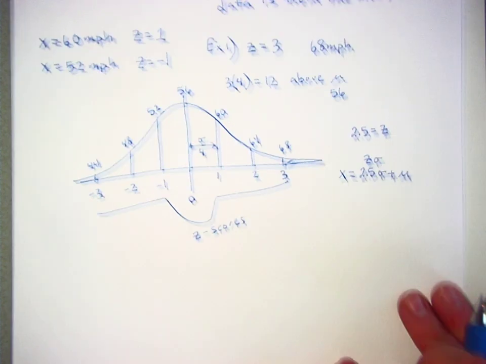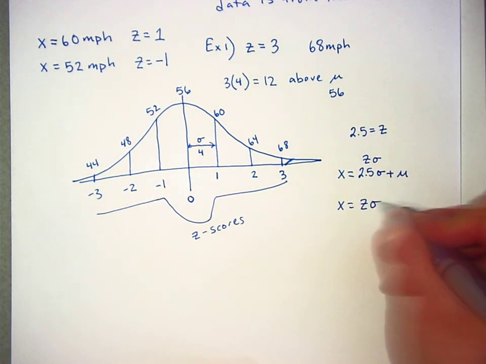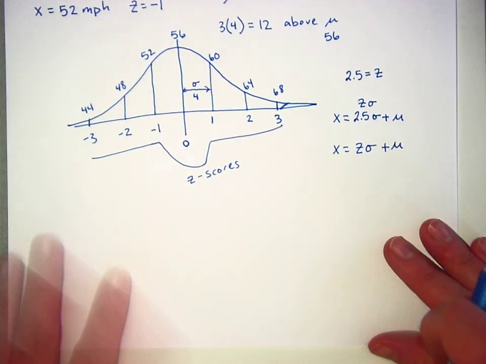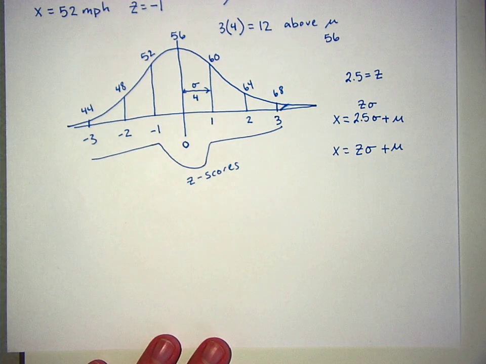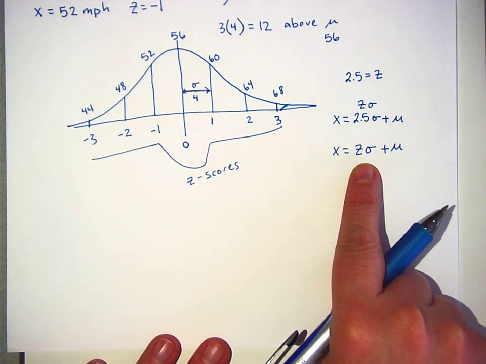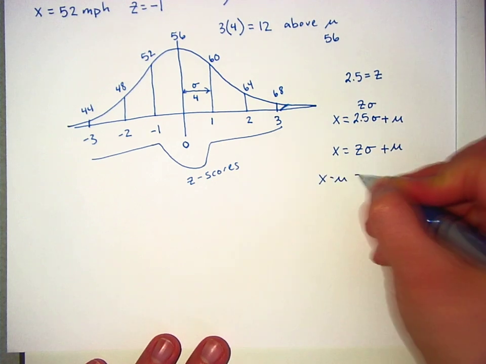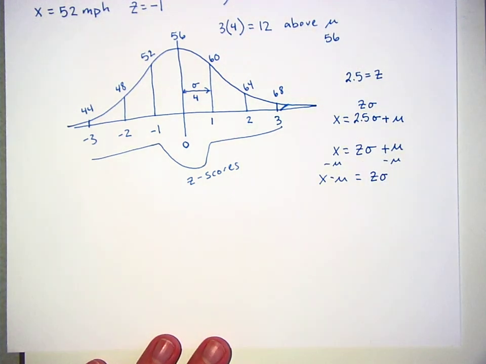Okay, so this is the formula. It is x equals z times sigma plus mu. But we really want a formula that says z equals, how to figure out a z-score. So can you guys tell me how I can solve for z right now? What should I do to get z by itself? First I've got to get rid of this mu. So I'm going to subtract mu from both sides, just like I would a normal equation. And now I'm going to divide it out. I'm leaving the z by itself, so what should I divide out? Sigma.